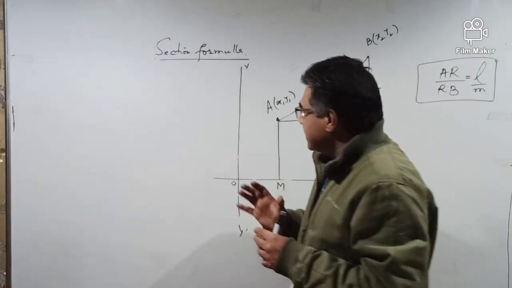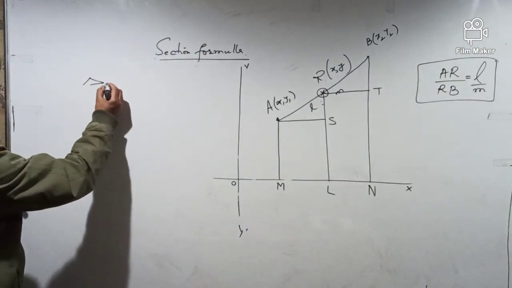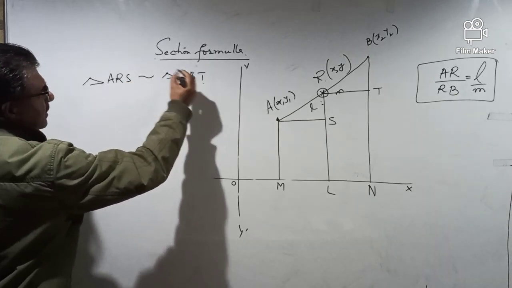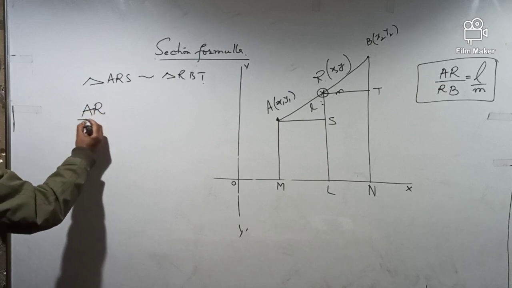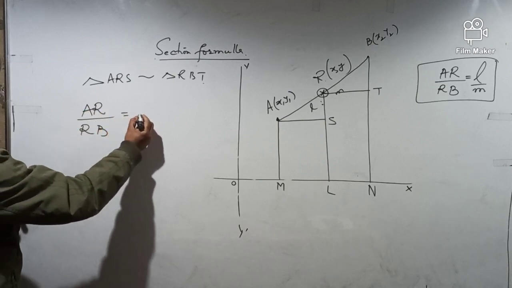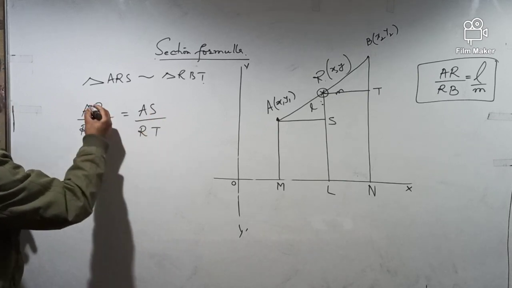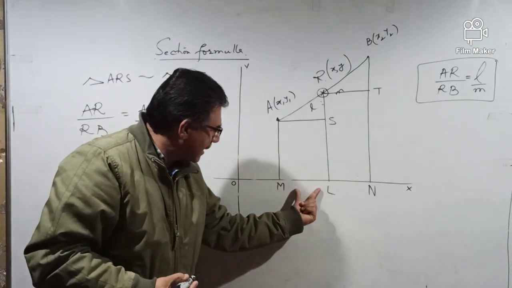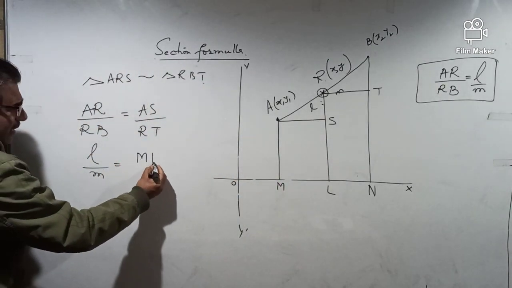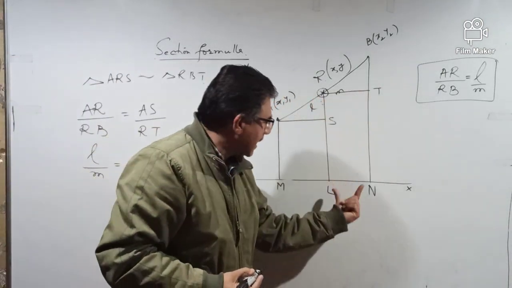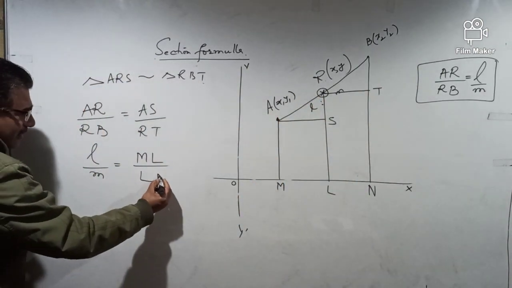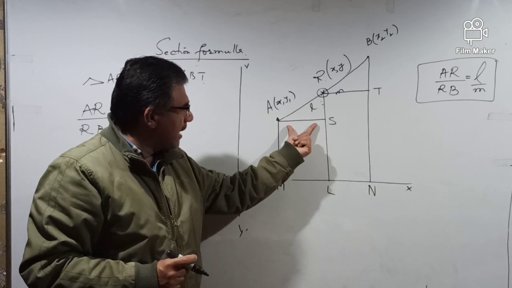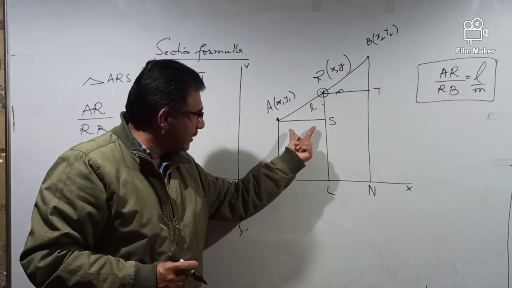Now, since triangle ARS is similar to triangle RBT, therefore AR divided by RB is equal to AS divided by RT. Now, AR by RB is L by M, and AS is equal to ML, so instead of AS I can write ML divided by RT. Instead of this RT, I can write LN. Please have a look at the diagram and then the mathematical relations.